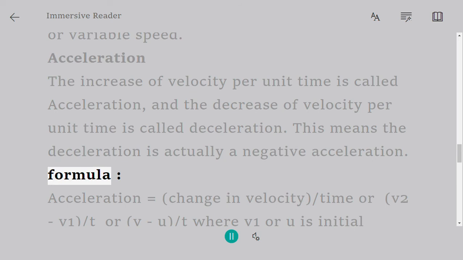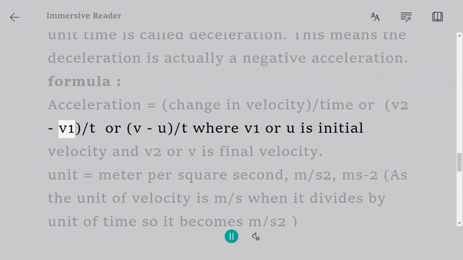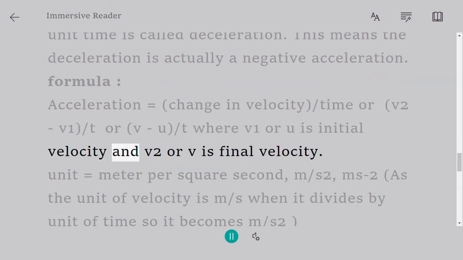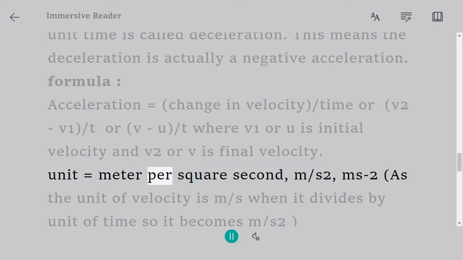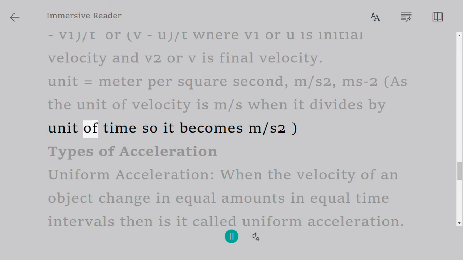Formula. Acceleration equals change in velocity / time, or (v2 - v1) / t, or (v - u) / t, where v1 or u is initial velocity and v2 or v is final velocity. Unit equals meter per square second, m/s², ms^-2, as the unit of velocity is m/s, when it is divided by a unit of time it becomes m/s².